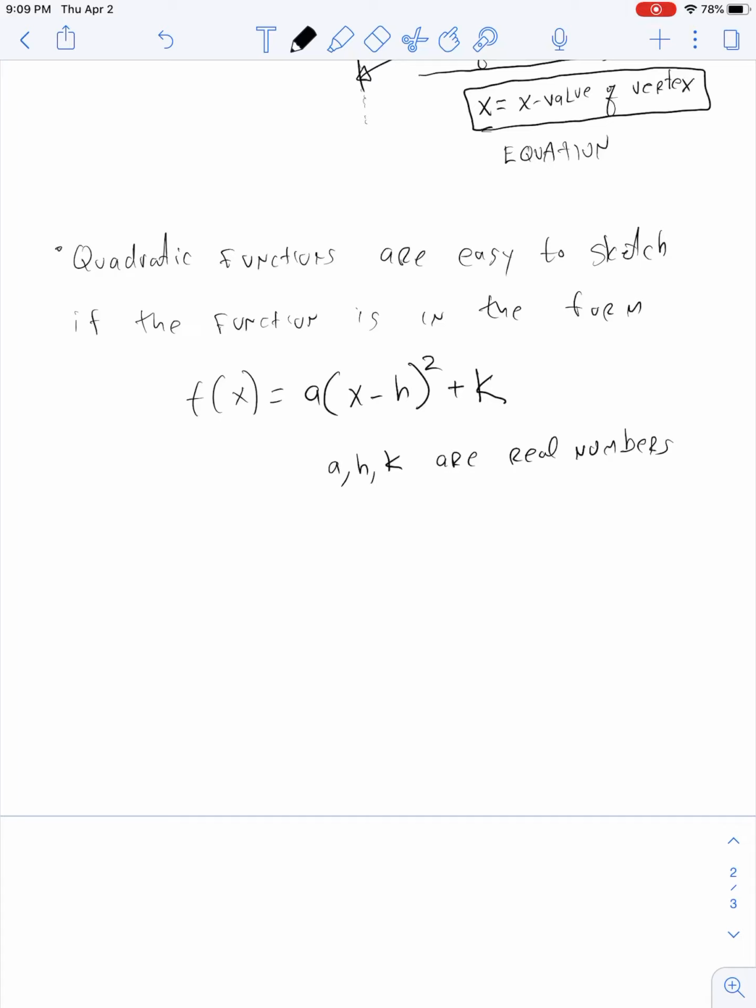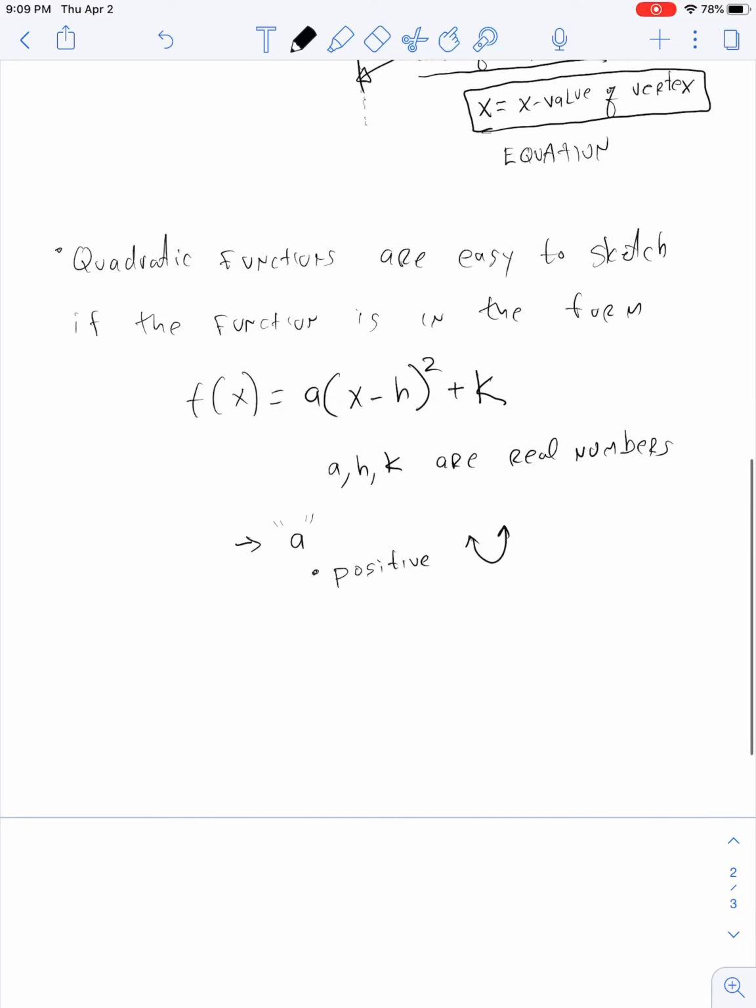So let's talk about the a value first. If a is positive, your graph's going to open up. If a is negative, your graph's going to open down. All right, so that's the first thing. That's your a.